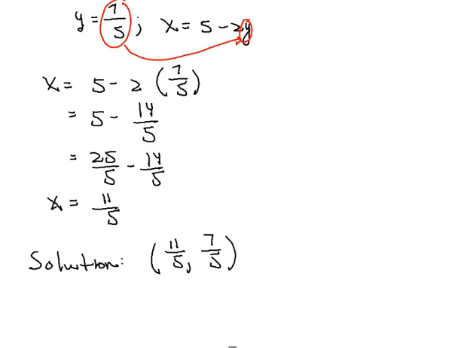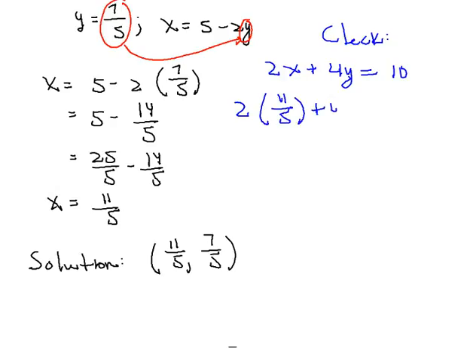Now it's always a good idea, if you have the time, to go through the check, and what that would mean is we would take the values for x and y and substitute them into each equation to see if we have a true statement. So let's go through the check for the first equation. So let me rewrite it over here. So we have 2x plus 4y is equal to 10. And so we'll then substitute for the x 11/5. And for the y, we'll substitute 7/5.